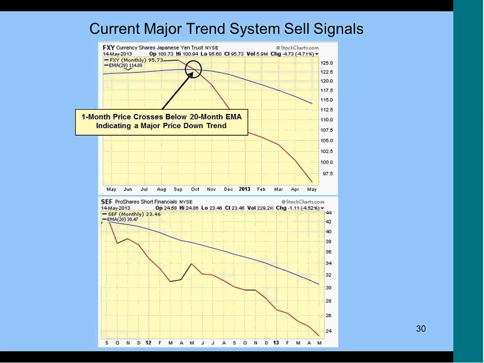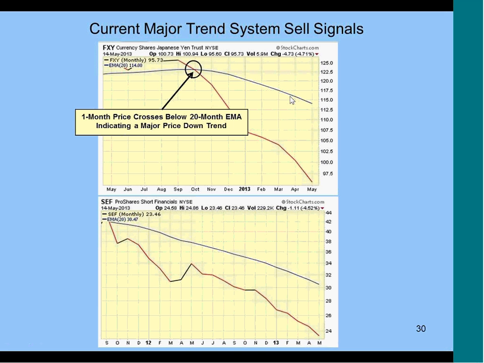Here's a couple examples of sell signals. This first one is for the Japanese yen, and we can see in October of last year, the 1-month price crossed below the 20-month EMA, so the yen at that point was on a sell signal. And you can see that the 1-month price has remained below the 20-month EMA, so the Japanese yen remains on a sell signal.